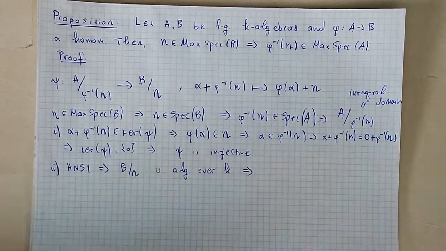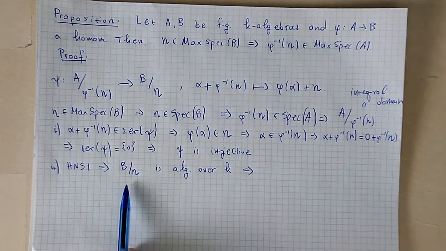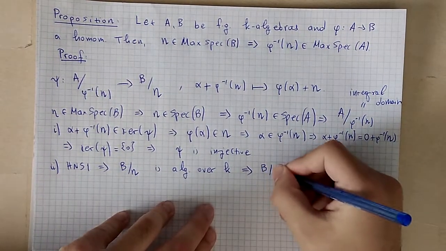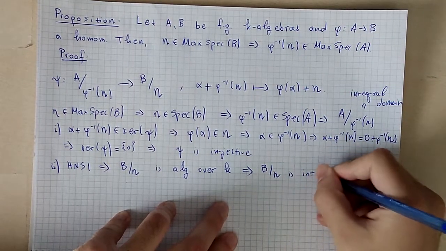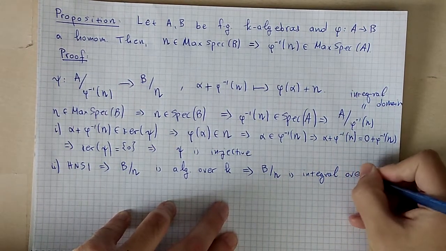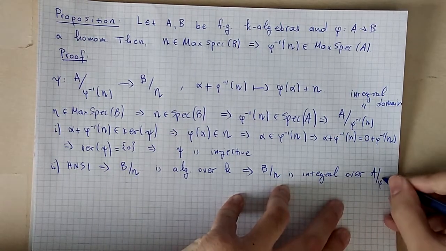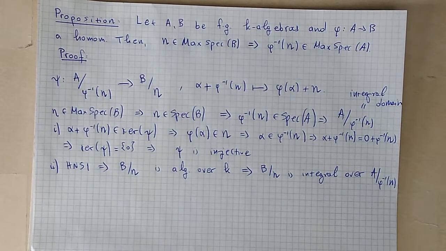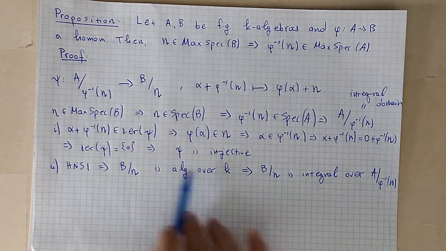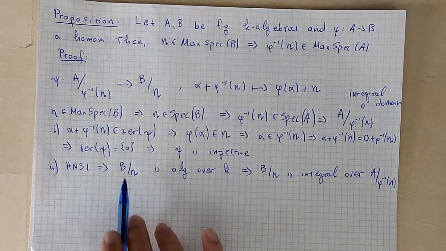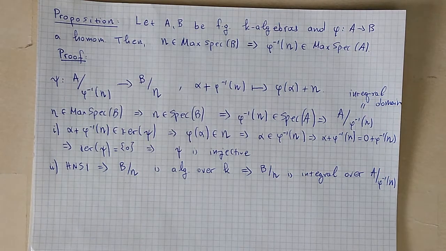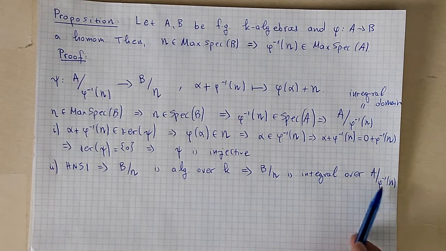But now it's easy to see that since this is algebraic over K, the same guy is integral over this ring, right? Because every structure makes sense. I mean, A is a K algebra, so this is a K algebra. So if every element of this ring satisfies a polynomial equation with coefficients in K, then it follows that it satisfies a polynomial equation with coefficients in this guy, right?